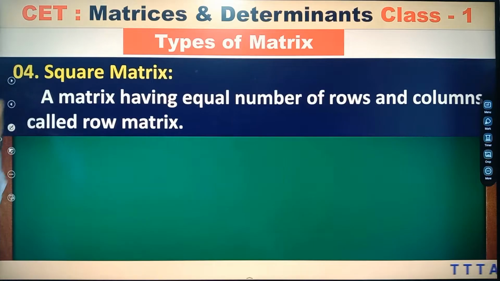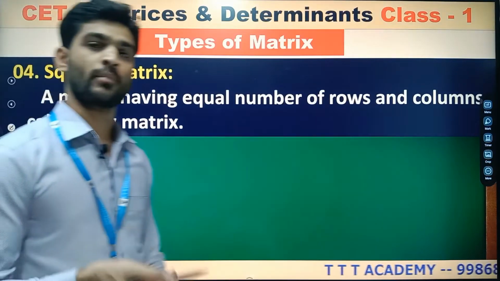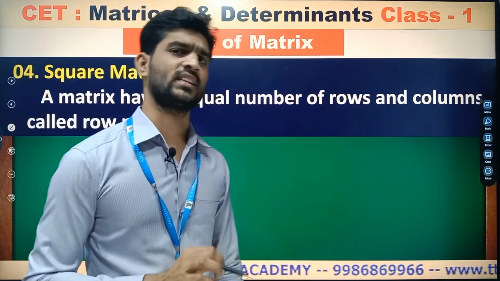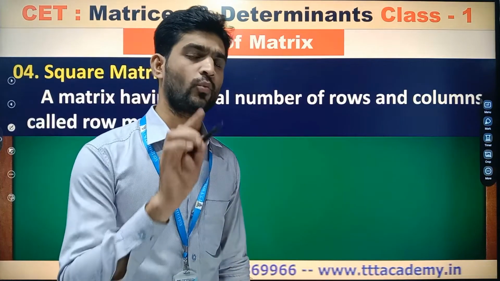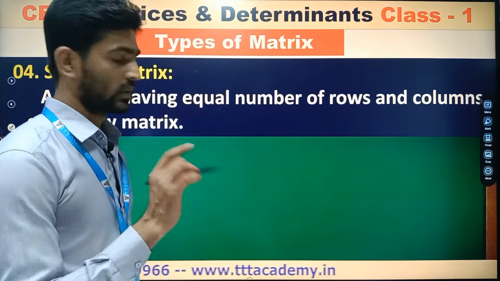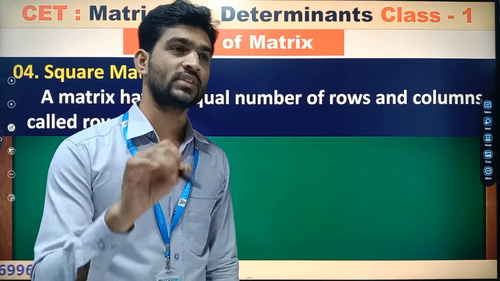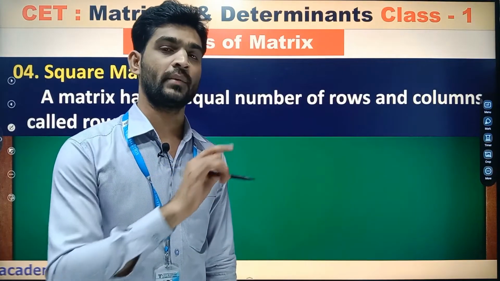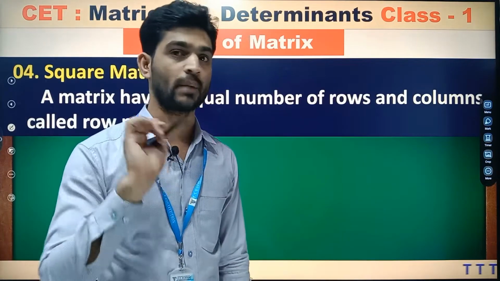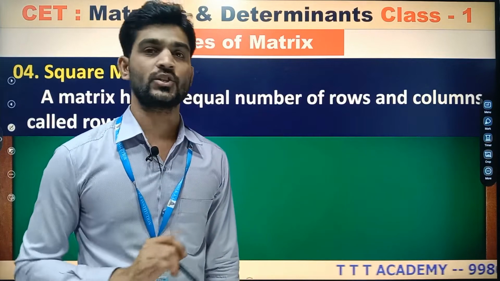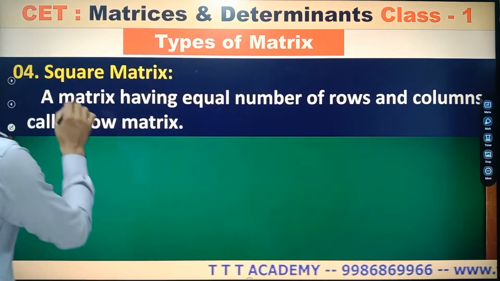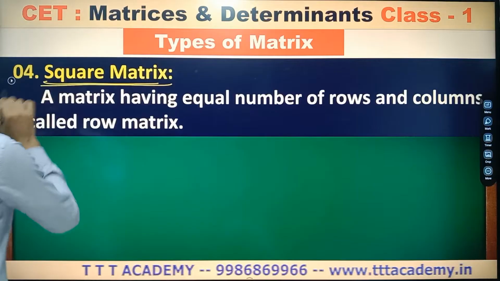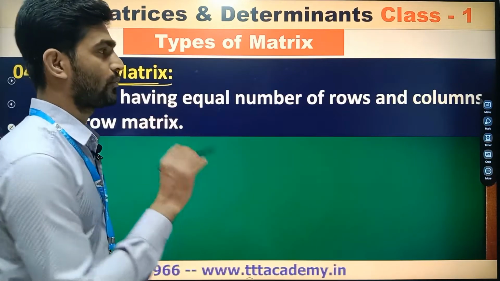So next type is, that is square matrix. What is a square matrix? Square matrix is nothing but the matrix consisting of equal number of rows and columns. In some matrix, if the number of rows and number of columns are the same, equal, what can we call such a matrix? We call it a square matrix. I mean equal number of rows and columns.